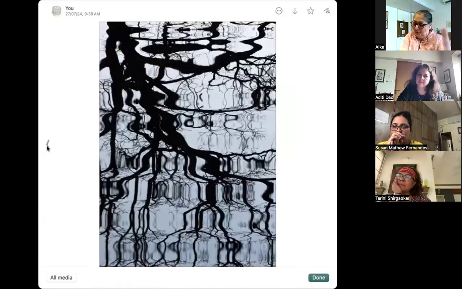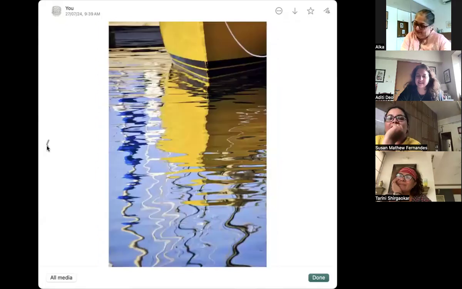And this one was ghostly, eerie, mysterious, like a horror novel or something, like Rebecca or something like that. And this one was linear, because the shadows all seem to be in line, the reflection. So the first word that came was linear.